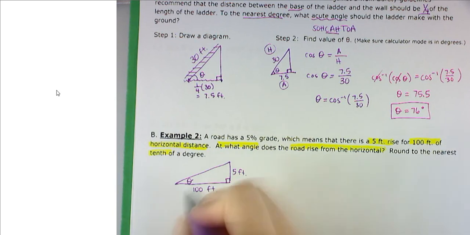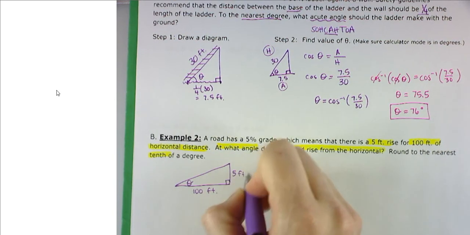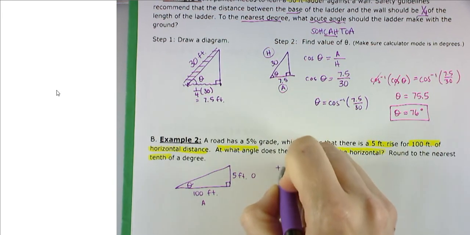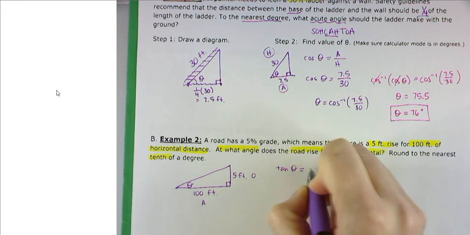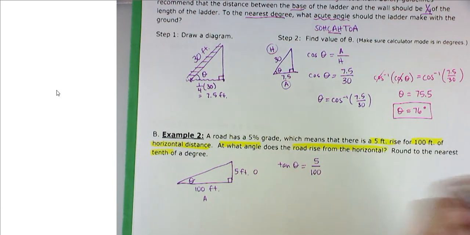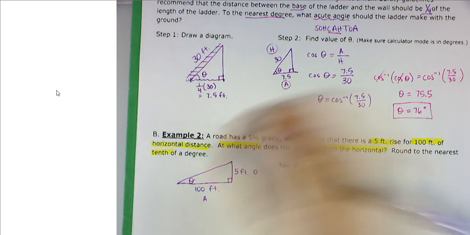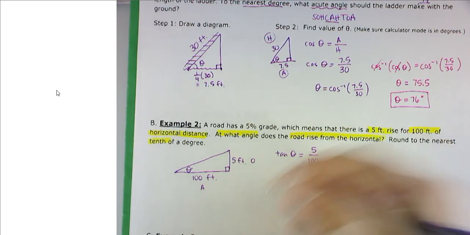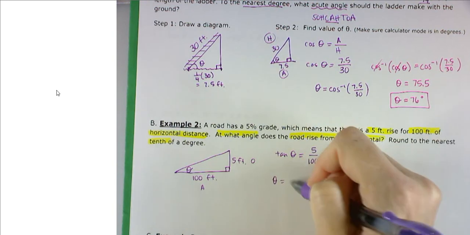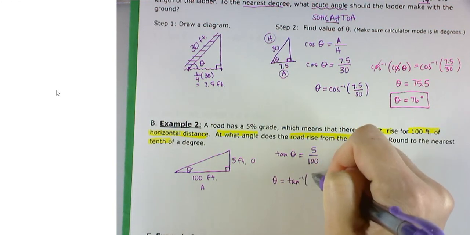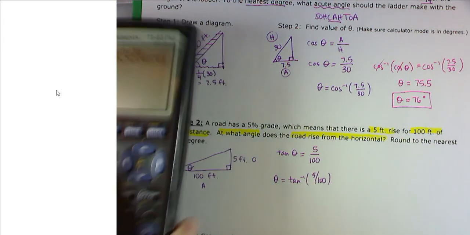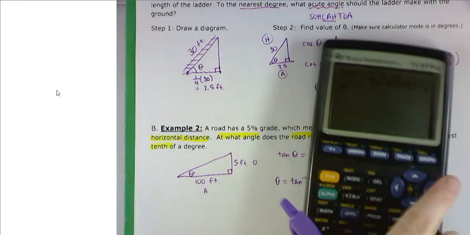So now I know I'm going to be using the tangent. So it equals the opposite over the adjacent. You can reduce, you don't have to, but 5 over 100 is 0.05 or 1/20th. We're just going to use our inverse function. And now it says we're going to round to the nearest 1/10. My picture obviously isn't drawn to scale. If this represents 5 feet, the 100 feet would be a lot longer.